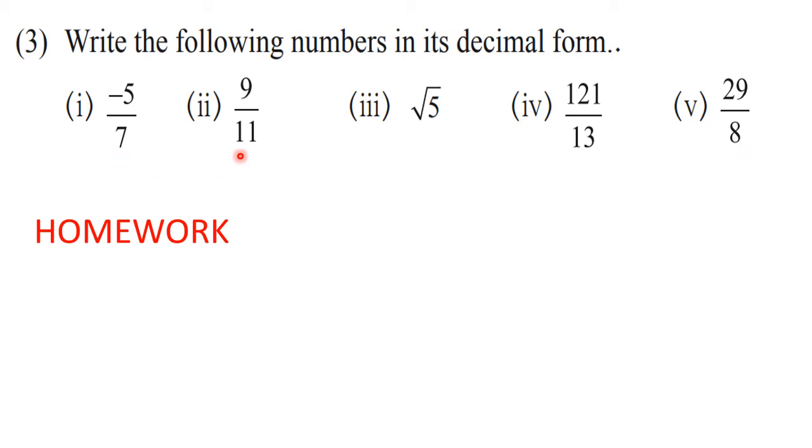Here 7, 11 and 13, they are prime numbers. They don't have factors as 2 and 5. So here everywhere you will get recurring one. And to find root 5, you know, in 8th standard you have the division method to find the square root. So use that method here and find the square root of 5. Got it? If you have any problem in finding the answers, you can simply message me. Okay, let's go further now.